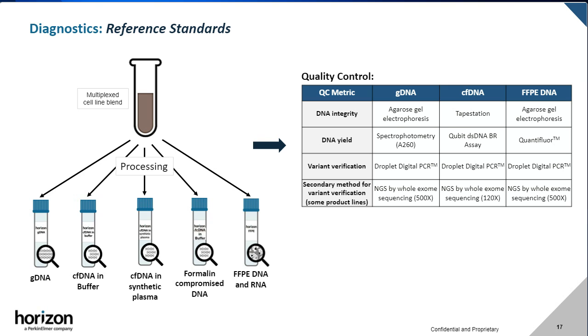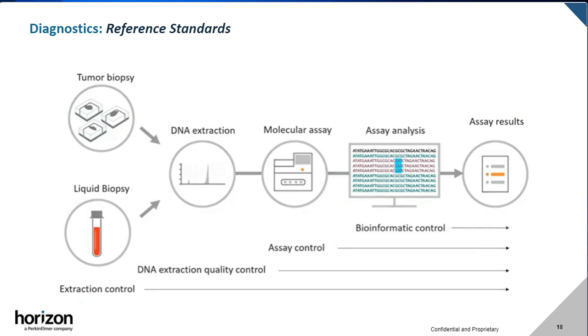And finally, some product lines undergo a secondary method for variant verification using whole exome sequencing, and this is performed at either 120x or 500x sequencing depth. So whether you're starting with tumor biopsy or liquid biopsy, or really at any intermediate stage in your workflow, we have cell line derived molecular controls that help validate a diagnostic assay.